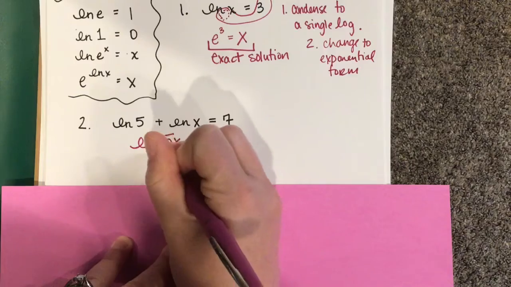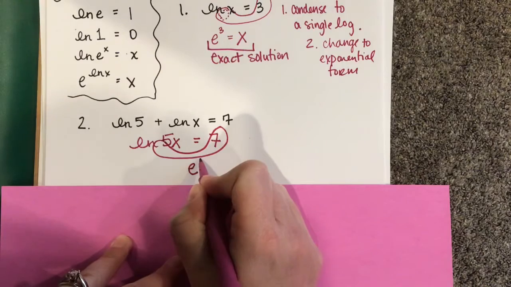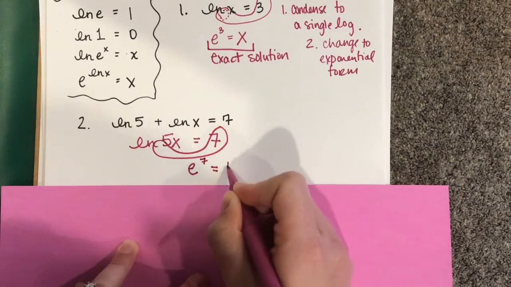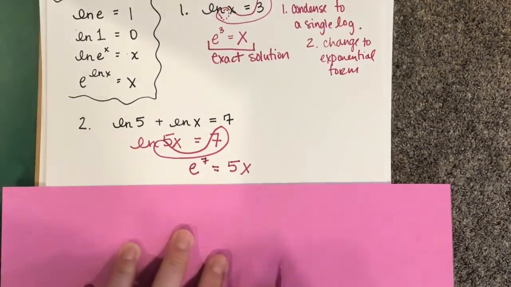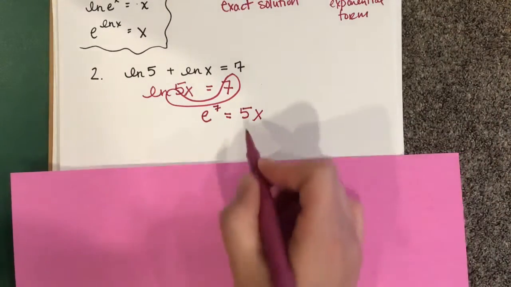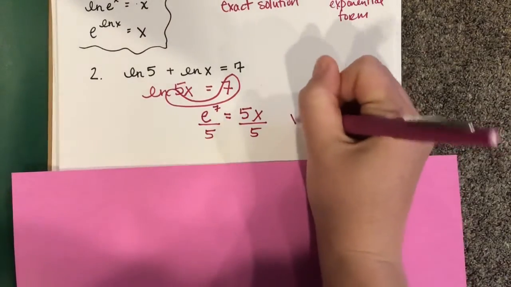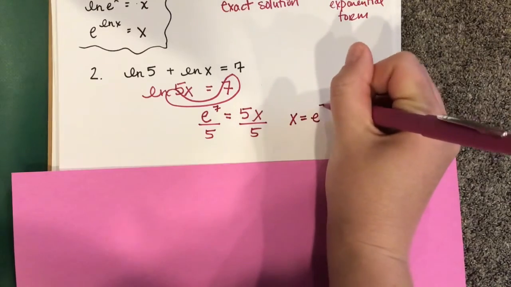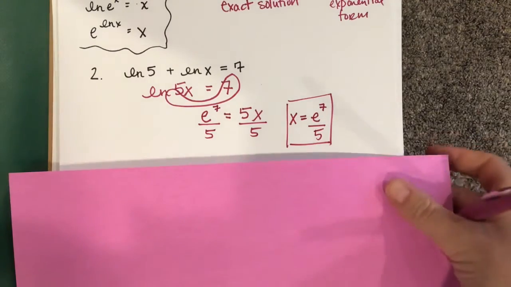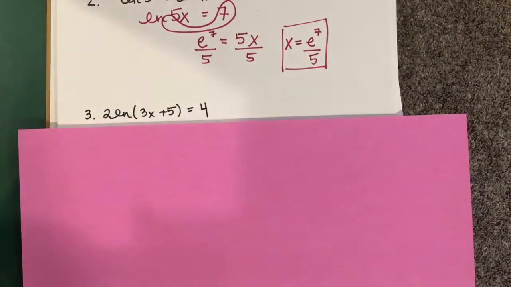So we end up with e to the 7th equals 5x. Well, I'm solving an equation. I have to get x by itself. So in order for me to get x by itself, I'm going to divide both sides by 5. So my solution is x equals e to the 7th over 5. And again, this is the exact solution. If you want it approximate, you could just go ahead and plug it into your calculator and look at the decimal.